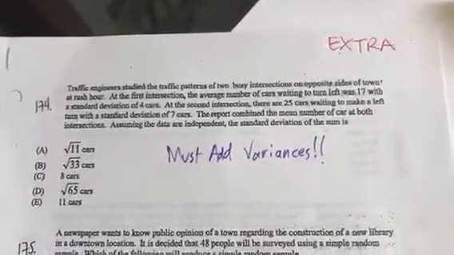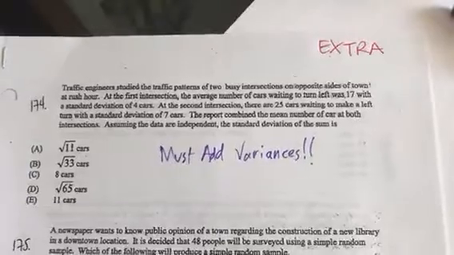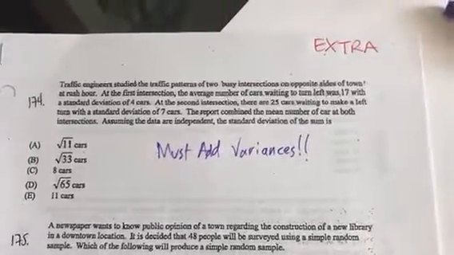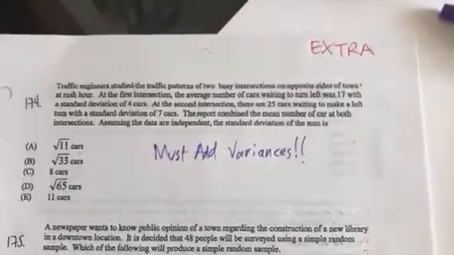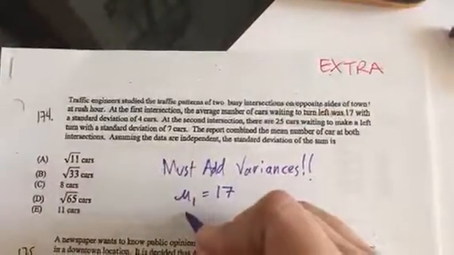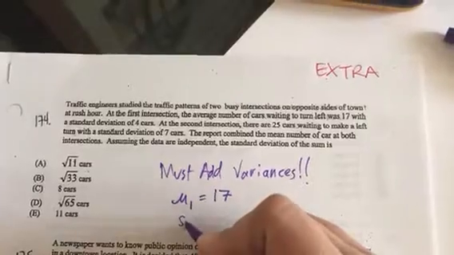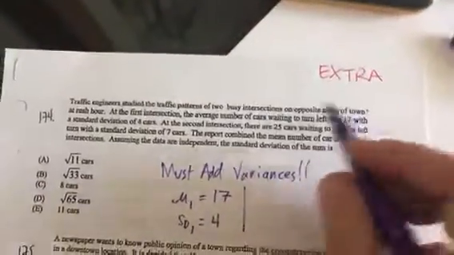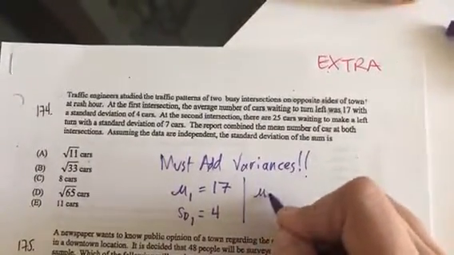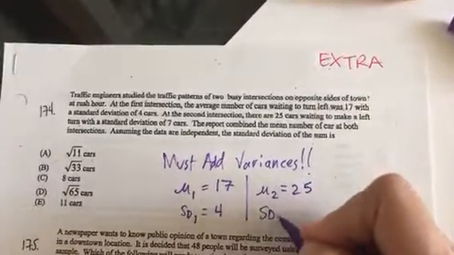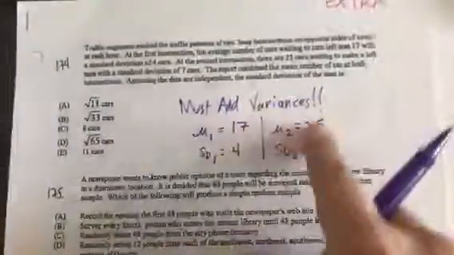Taking a look at this question, it states, traffic engineers study the traffic patterns of two busy intersections on opposite sides of town at rush hour. The first intersection, the average number of cars waiting to turn left was 17, with a standard deviation of 4. Okay, so that's our first intersection. Now there was another intersection, and the average amount of cars waiting to turn left was 25, with a standard deviation of 7.